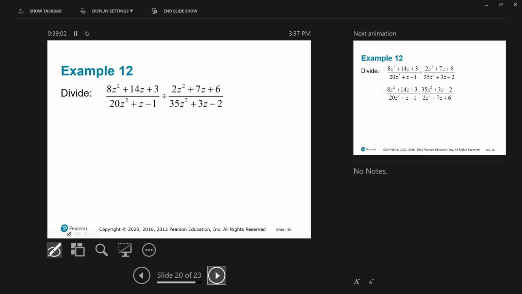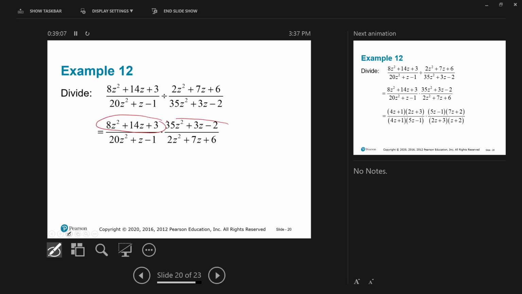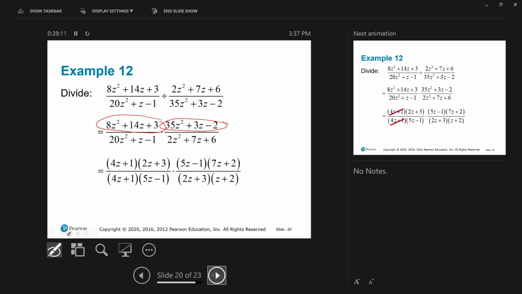So if I go back, we factored this numerator and we factored this numerator. We didn't factor the denominators. I'm going to leave that up to you. But notice this is what we got.